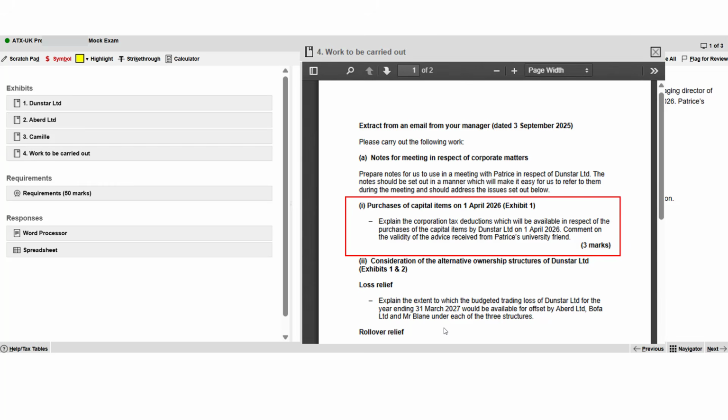And the first requirement is just a short 3-mark section on the purchase of capital items, and it refers you to Exhibit 1, so it will always tell you which exhibit or exhibits to use for this big question.